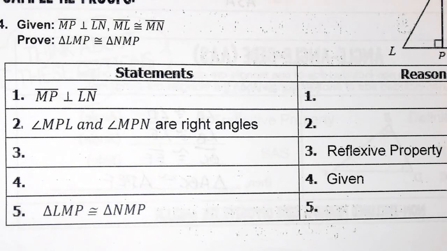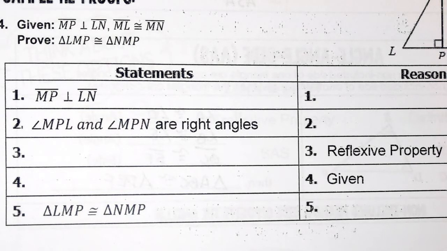Rama, help me with this one. It says given MP is, what's that symbol right there, Rama? Oh man, haven't taught you well. Billy, what's that symbol? Devin? Yeah, perpendicular. I don't know why we don't all know that. MP is perpendicular to LN.